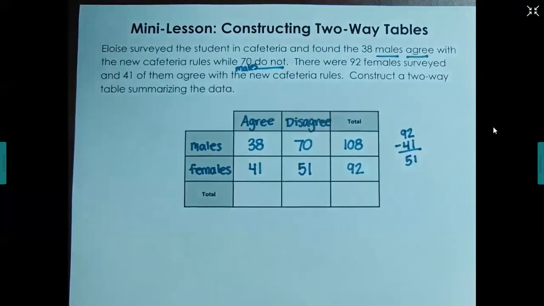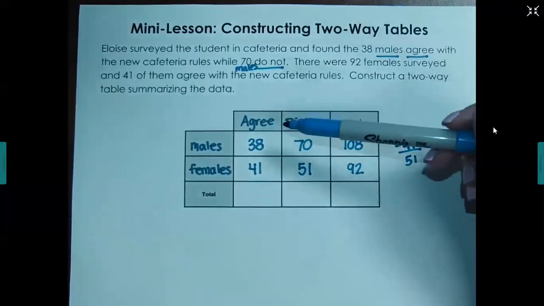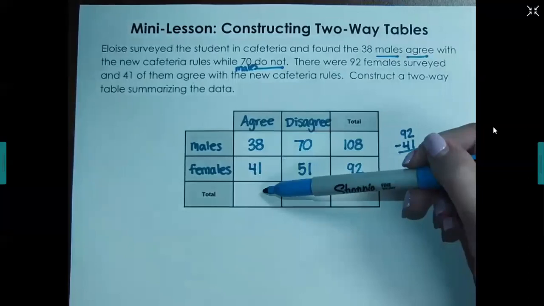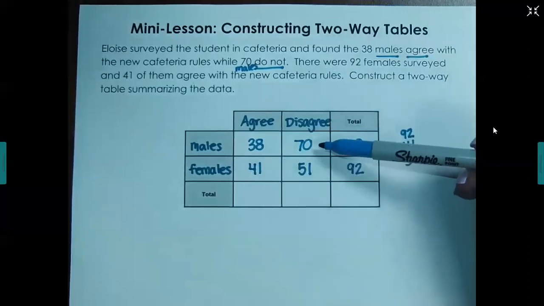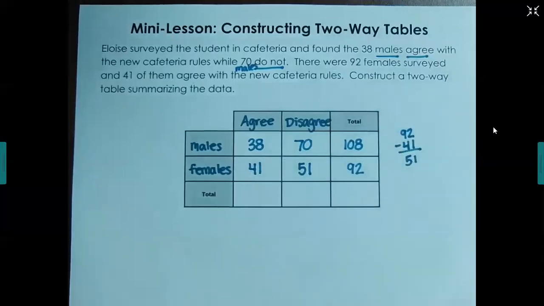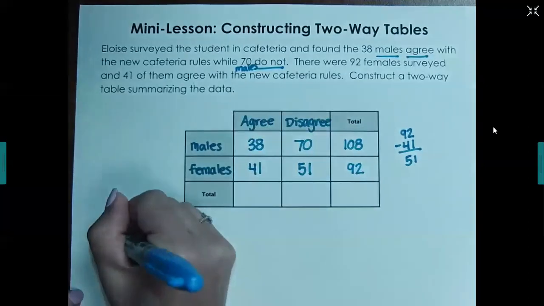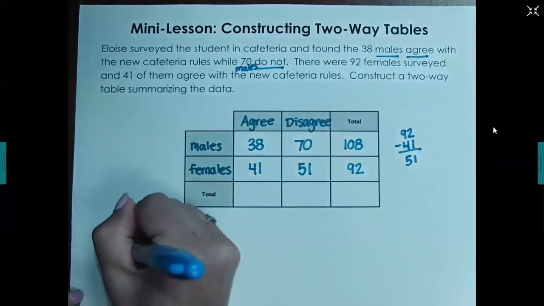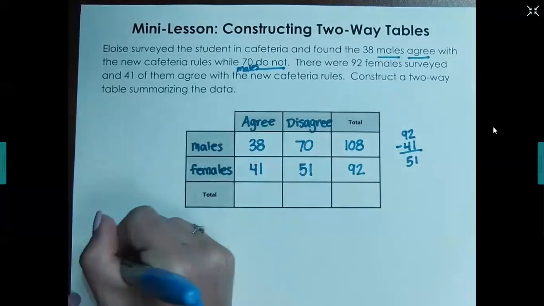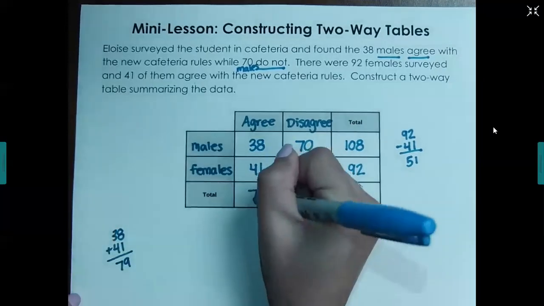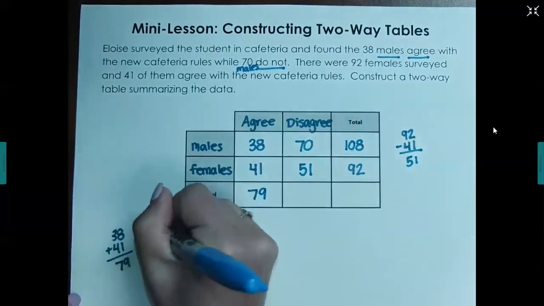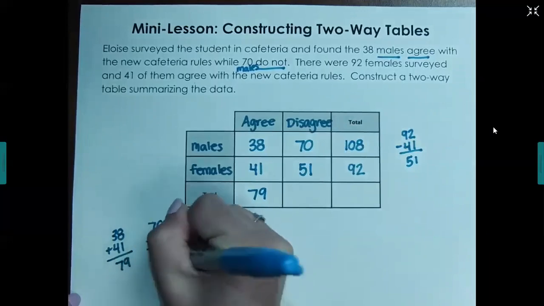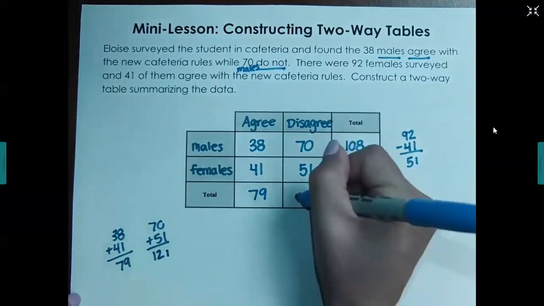Well, now do we have enough to complete the rest of our table? Absolutely, because we know how many students agreed, so we can find a total, and we know how many students disagreed, so we can find a total. So I'm going to go ahead and add these. So the 38 plus the 41 to find my total of 79, and my 70 plus the 51 to find my total of 121.